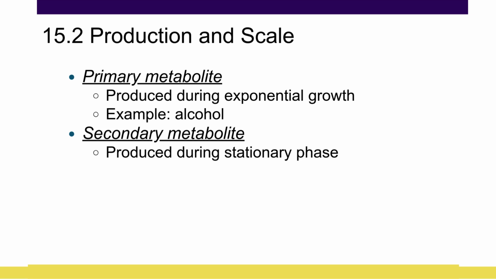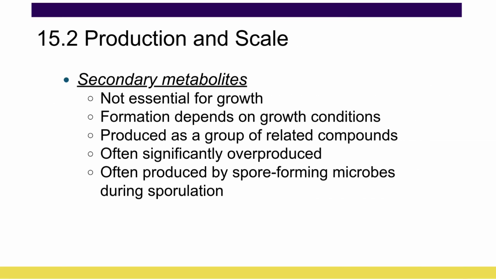Let's delve deeper into secondary metabolites. These compounds are not essential for the basic growth of the microbe. Their formation depends heavily on the specific growth conditions. They are often produced as a group of related compounds, rather than a single substance. A key feature is that they are often significantly overproduced by the organism. They are frequently produced by spore-forming microbes during the process of sporulation.